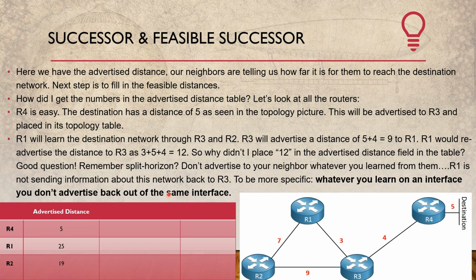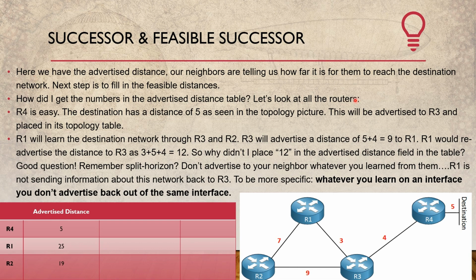Good question. Remember the split horizon. The split horizon rule means whatever is received from a neighbor, it will not advertise back to the same neighbor. For example, if I am receiving one piece of information from person A, I will not send the same information back to person A.